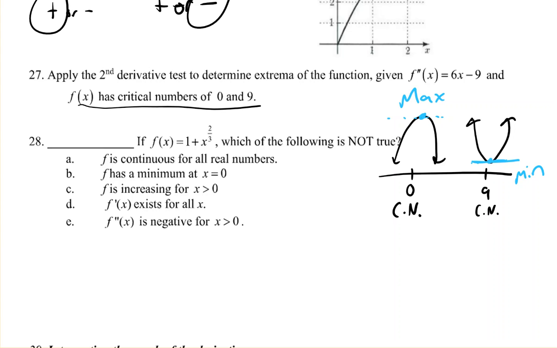Now, one of the easiest misconceptions to have, though, is if you were applying the first derivative test, you test around the critical numbers. In the second derivative test, you actually plug in the exact critical numbers, because this is when it's got a horizontal tangent line.